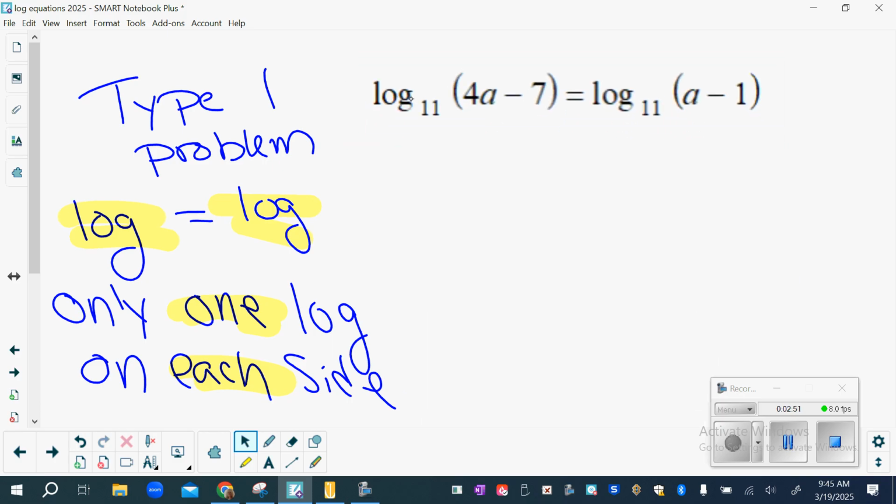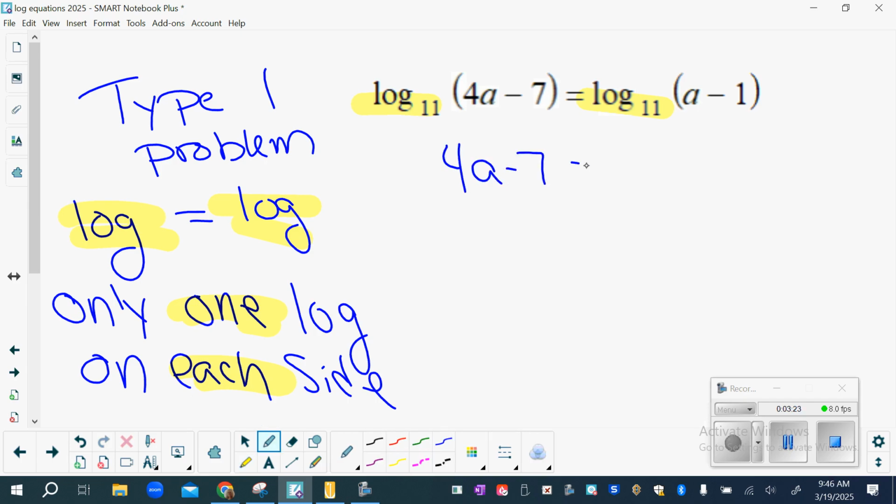You can do this on your whiteboard, you can do it on your paper. Question: is this a log problem? Yes. Is it a log equals log? Yes, because I have one log on one side, one log on the other. And guess what's nice? You get to ignore them. If you have one log on one side, as long as the bases are the same, and they will be, and one log on the other, you get to ignore them. Yay! And you're like, oh my God, that's so easy.